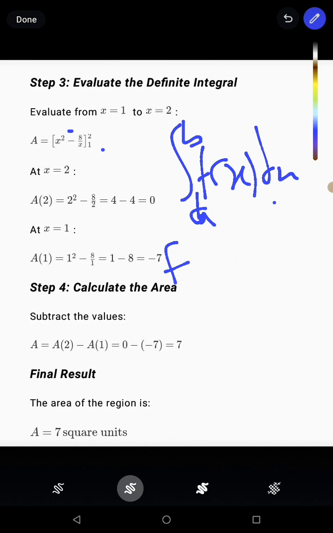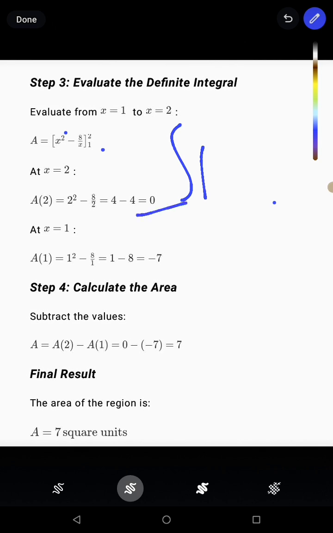So substitute 2 into what we got here. That will be 2 squared minus 8 over 2. 2 squared is 4. 8 over 2 is 4. 4 minus 4 is 0. Now substituting 1 into this same place, that will be 1 squared minus 8 over 1. 1 squared is 1. Minus 8 over 1 is 8. 1 minus 8 is minus 7. I told you that will be upper limit minus lower limit. So the upper limit is 0 minus the lower limit, so that will be 0 minus minus 7, and then we get 7. So the area of the region is 7 square units.